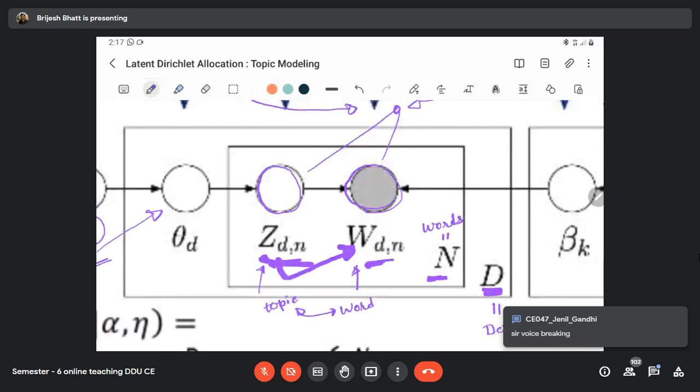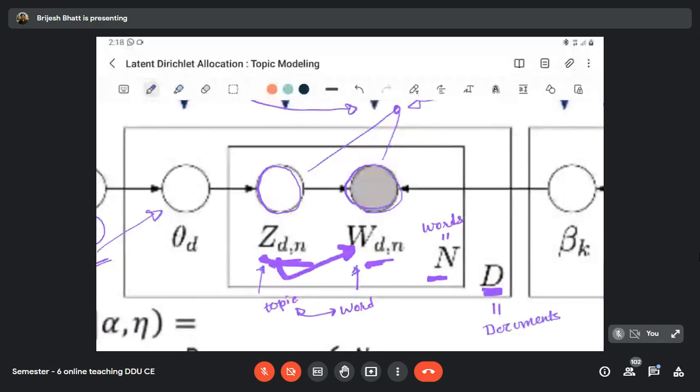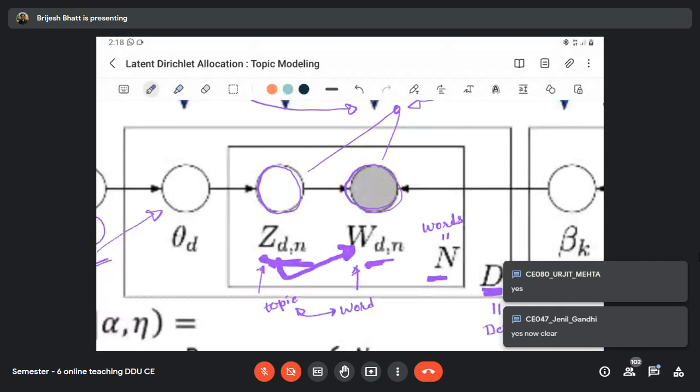And this, someone is saying voice is breaking. It seems my network has created some trouble. Is it better now? Can you hear me? Urjit Priyank? Okay. Maybe some temporary network issue.